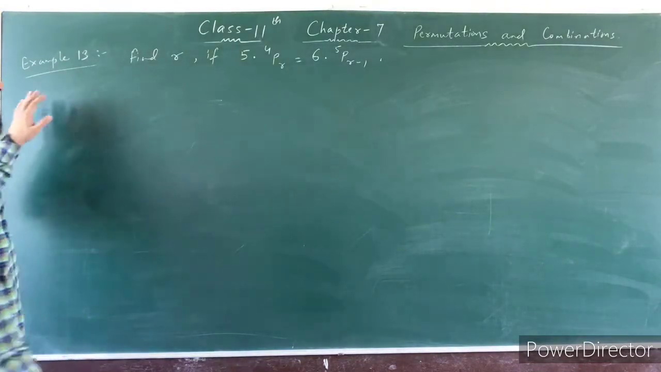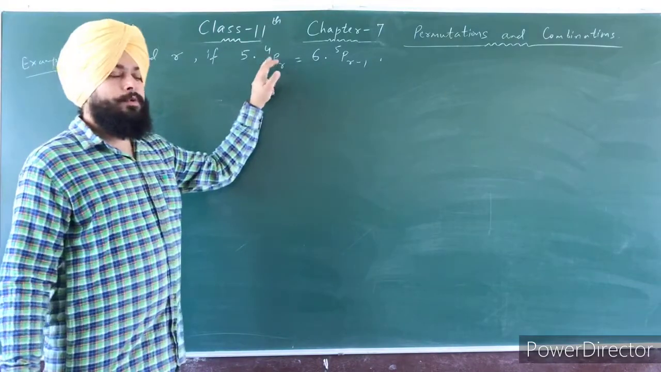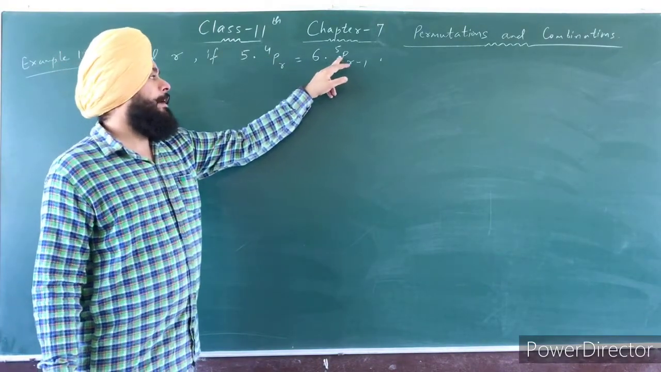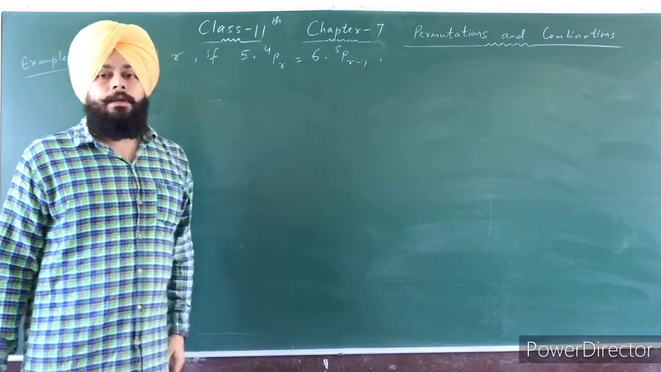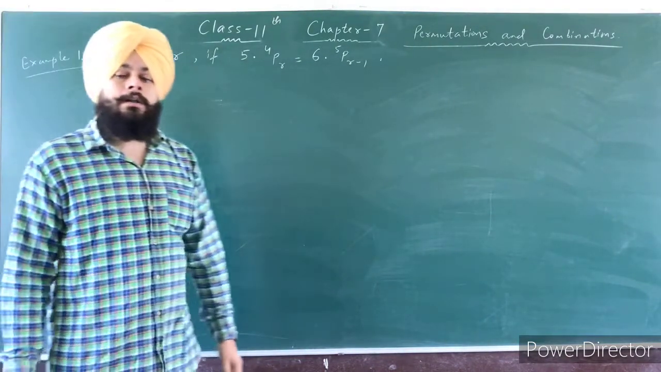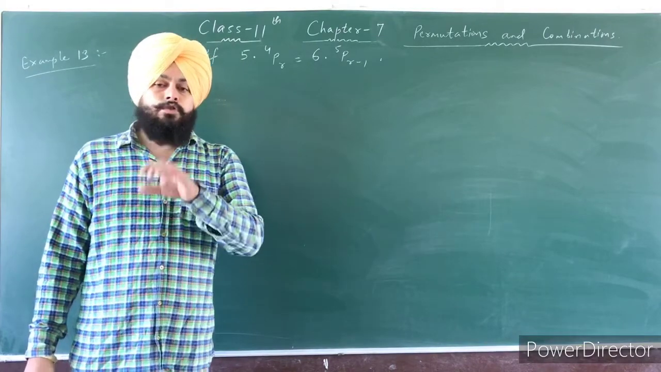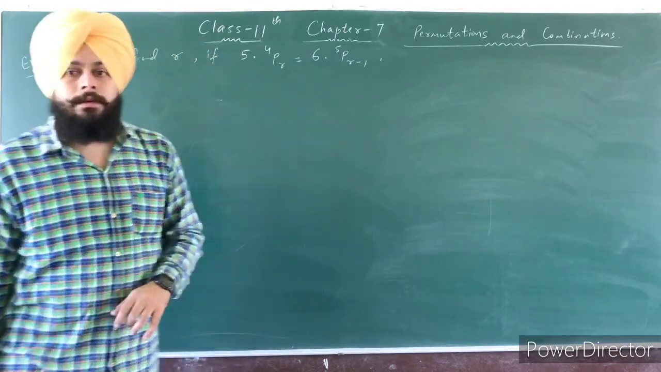Next is example number 13. Find the value of r if 5 multiply 4Pr is equal to 6 multiply 5P(r minus 1). So we have to find the value of r. What is the condition? r is not greater than n. r should be equal to n or less than n.